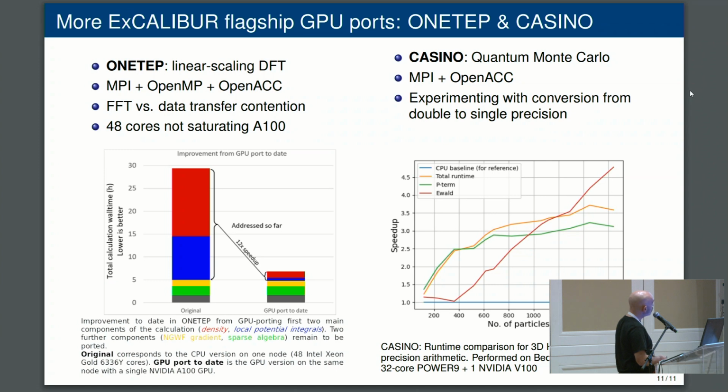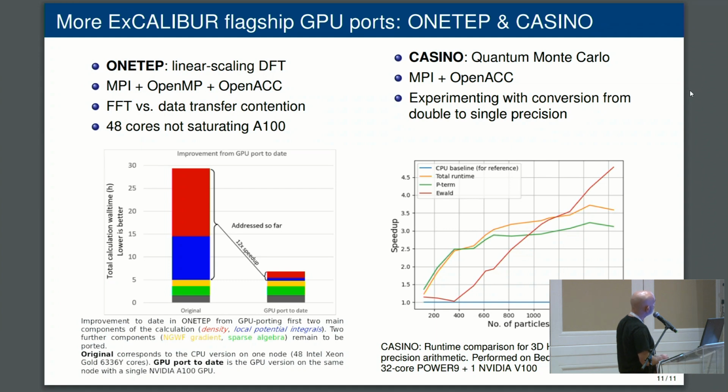Okay, and I'll finish off by just mentioning a couple of other codes that we've worked on under the Excalibur umbrella. The success that we've had with CASTEP, we've rolled out to a couple of other codes, ONETEP and Casino. ONETEP is a linear scaling DFT, unlike CASTEP, which is cubic scaling, and Casino is a quantum Monte Carlo code. So they're both, again, in the materials modeling way of looking at things.